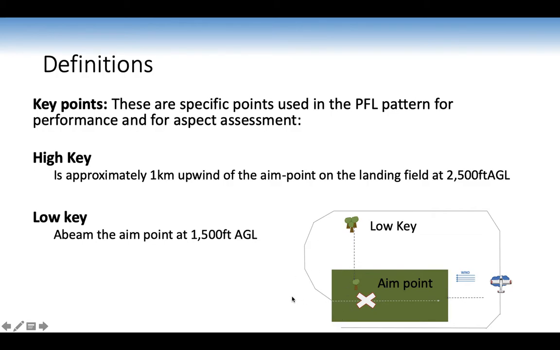And our aim point is a third into the field, and the common aspect with a high and low key is that they are all in relation to our aim point. So you must choose your aim point first, then your low key and your high key. And we usually start our PFL pattern a little bit higher than a high key, but in a real situation, the engine could fail at any height.